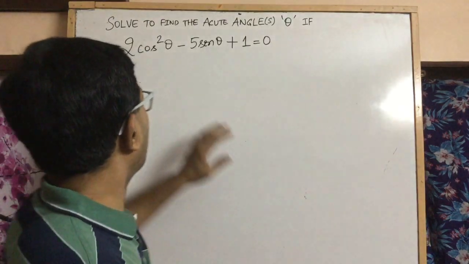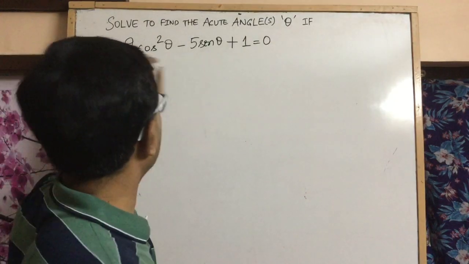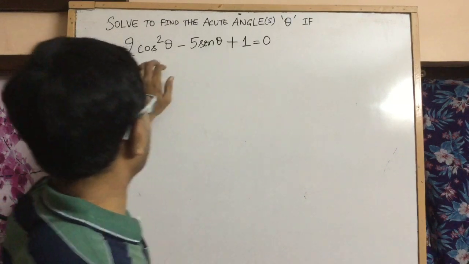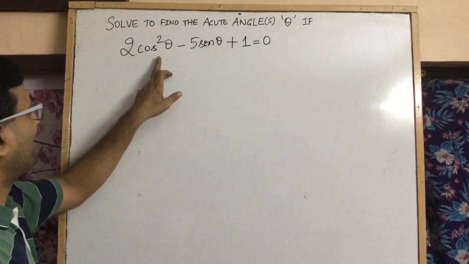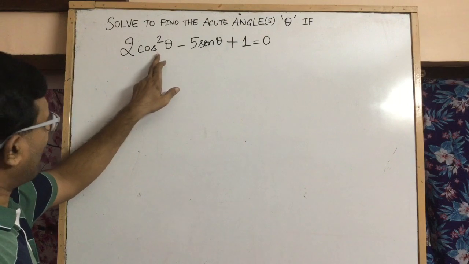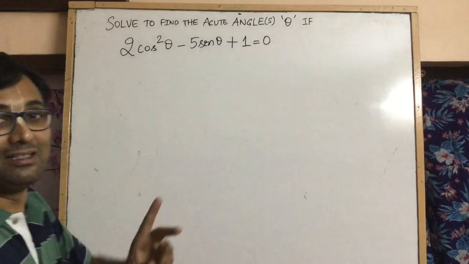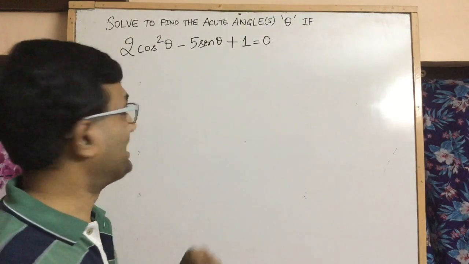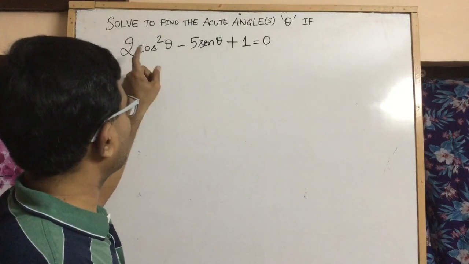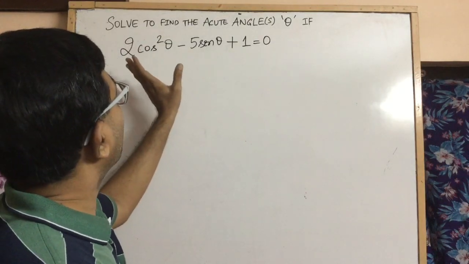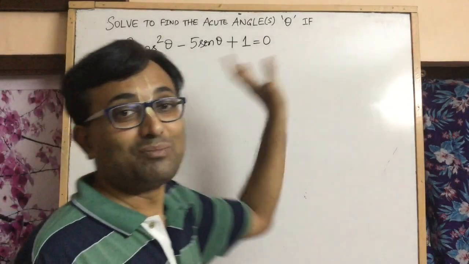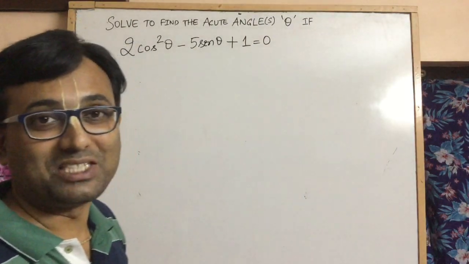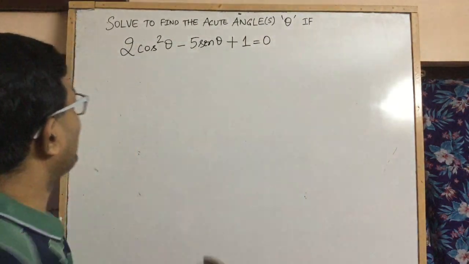Okay. This directly doesn't look like a quadratic equation, right? But this cos squared theta can be rewritten in terms of sin squared theta using trigonometry, and then we would have a quadratic equation in terms of sin theta. That's the method that we're going to adopt, right?